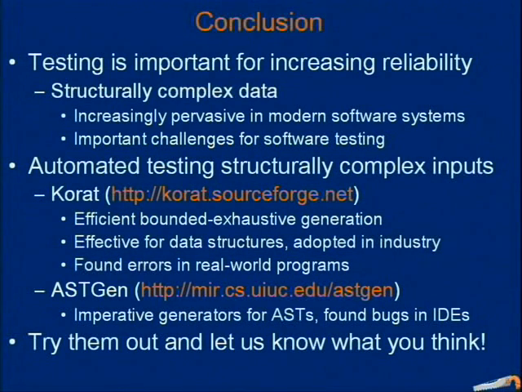So one tool is Korat. Again, it's available online and provides efficient bounded exhaustive generation. It was effective for data structures in our evaluation, and also adopted in industry, used at Microsoft, where it found a number of bugs in actual code. And this more recent tool called STGen does some imperative generation, somewhat different, and we used it to find a large number of bugs in these IDEs.